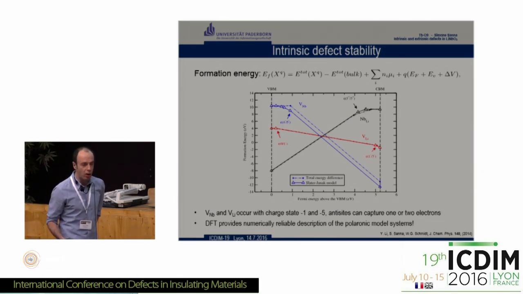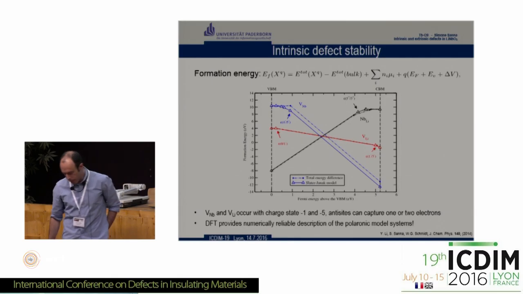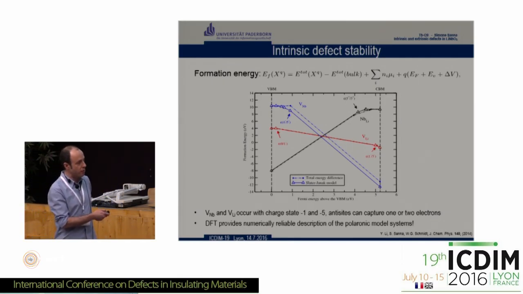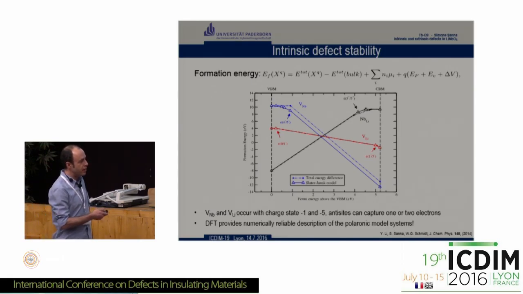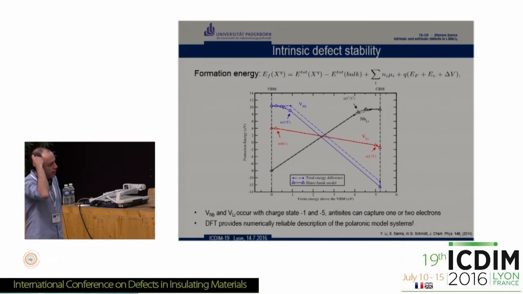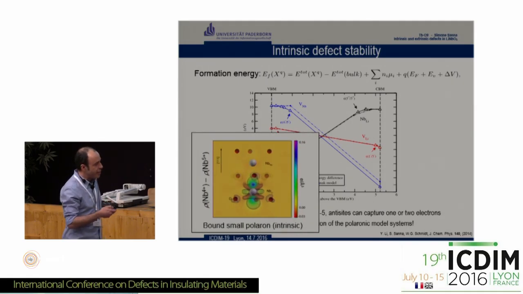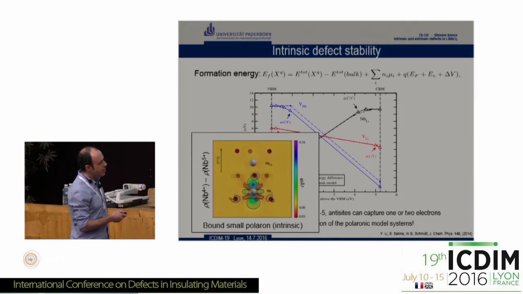For example, when iron substitutes for a lithium, it has been proposed that it is also a polaron defect. Okay, you have seen this formula many times during this conference. It allows us to calculate the formation energy of different defects, and we have done it, for example, for the anti-sites, for the niobium vacancies, for the lithium vacancies, and it explains which defects are formed depending on the position of the electronic chemical potential within the fundamental band gap.